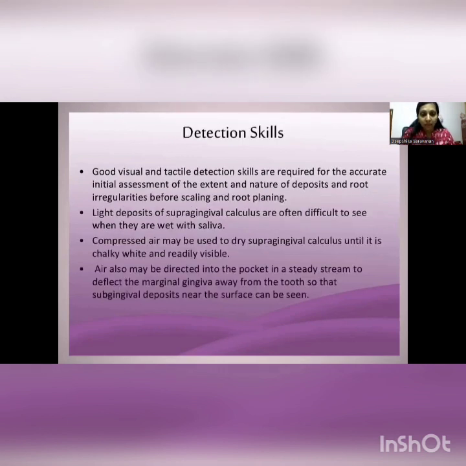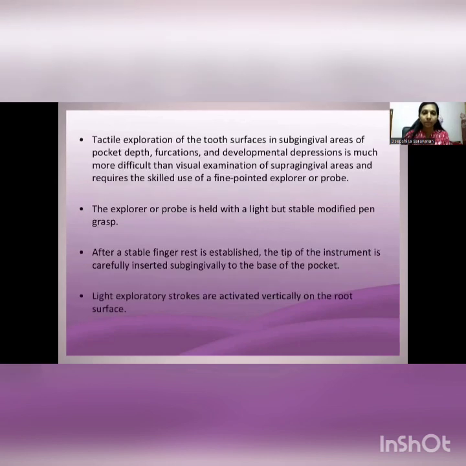So how do we actually detect calculus? Basically, calculus can be detected by an accurate initial examination, like we can see visually for supragingival. However, when you're checking for subgingival calculus, it is difficult to assess visually. So we might have to spray direct air into the pocket. But the main thing is we use tactile perception, where we use the explorer below the gingival margin, where the calculus will be detected as irregularities. So this is basically for subgingival calculus.